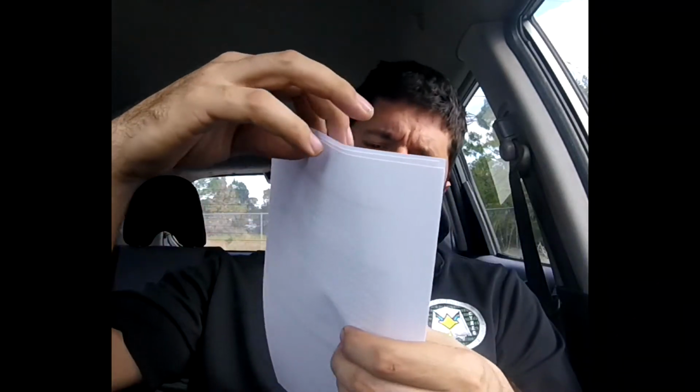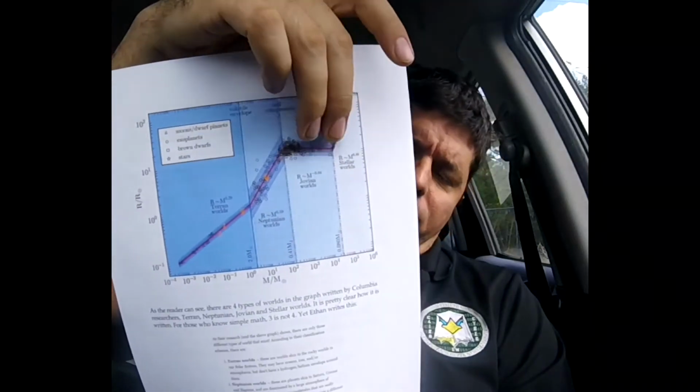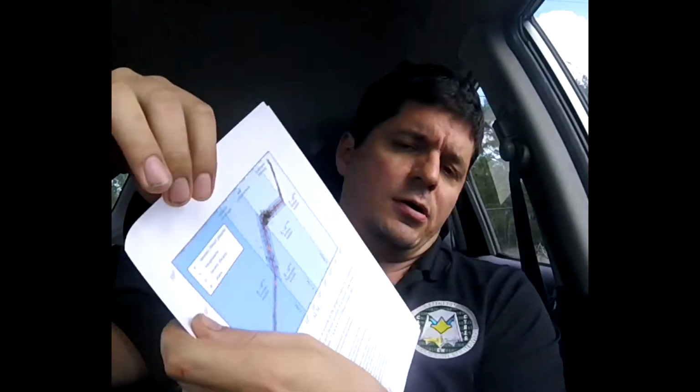On this graph, you'll see that there are Terran worlds, Neptunian worlds, Jovian worlds, and stellar worlds. I found it kind of peculiar how they write worlds on there. It's a world, instead of just stars. Of course, they have their star designation up here. I'll link this arXiv paper, but my paper won't be up here.